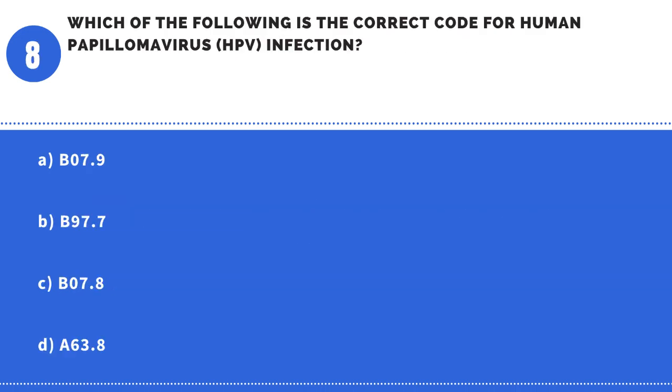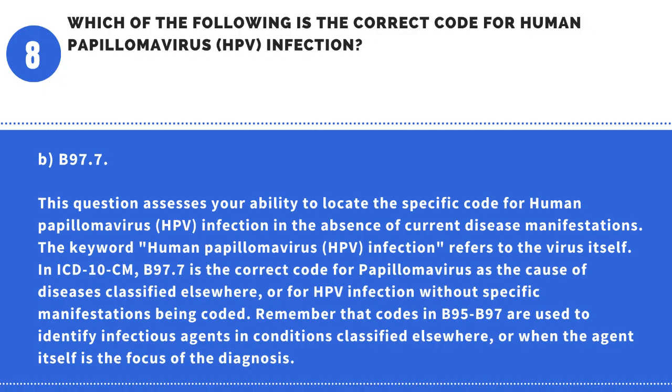Question 8. Which of the following is the correct code for human papillomavirus, HPV, infection? A. B07.9. B. B97.7. C. B07.8. D. A63.8.